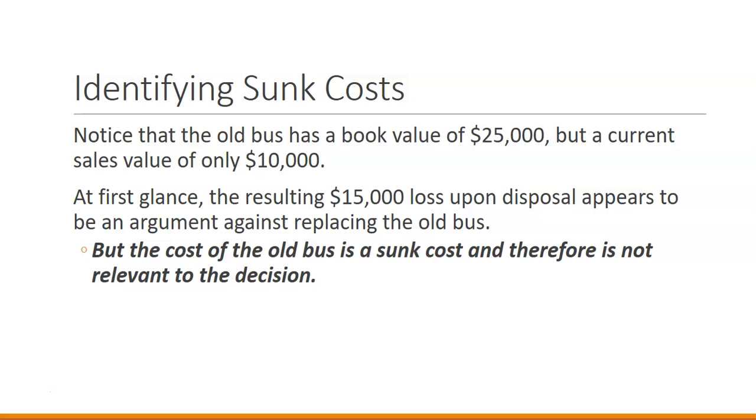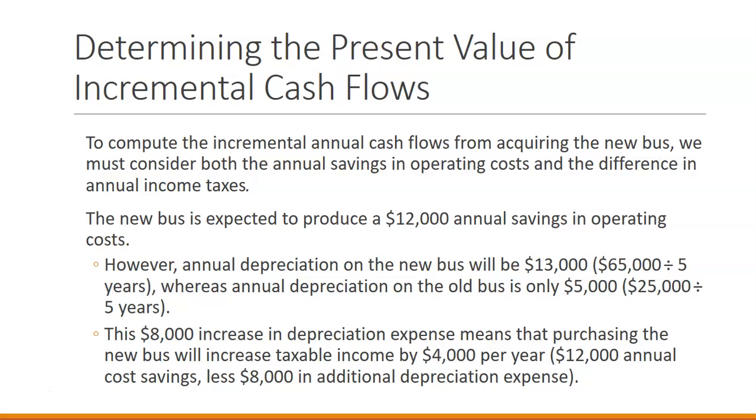So the old bus has a book value of $25,000, but a current sales value of only $10,000. That $15,000 loss could be an argument against replacing the old bus, but because the cost of the old bus is a sunk cost, that doesn't become relevant to this decision. What does become relevant to the decision is the fact that taking a $15,000 loss can save us on income tax expenses because we'll get a tax benefit from that $15,000 loss.